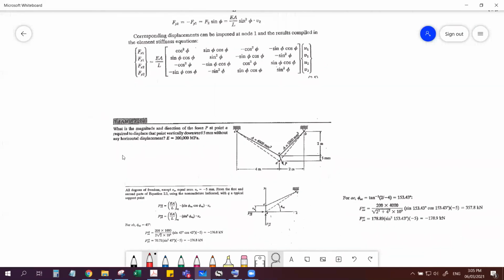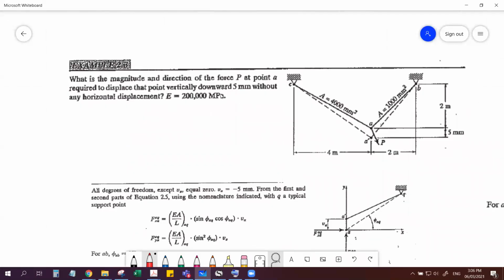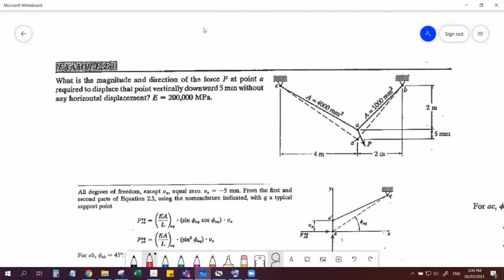This one. Okay. What is the magnitude and direction of the force at point A required to displace that point vertically downward 5 millimeters without any horizontal displacement? Again, E is 200,000 megapascals. So we have two bars with areas 4,000 and 1,000 millimeters square. And this time, the unknown is the required force at point A required to displace this point vertically downward 5 millimeters.